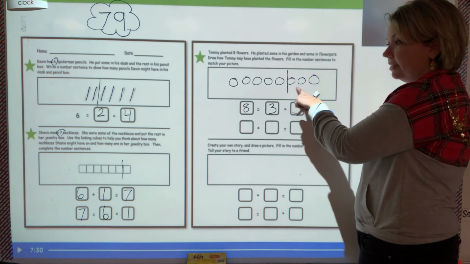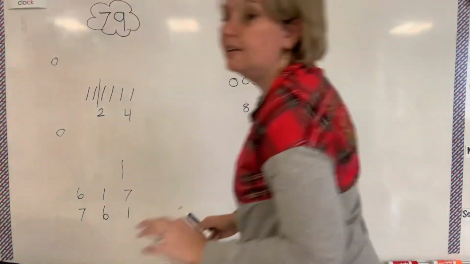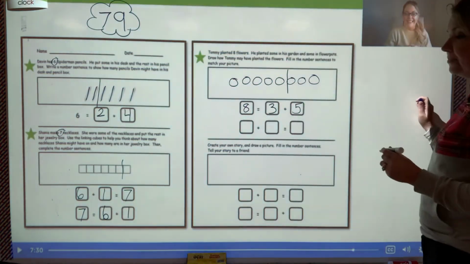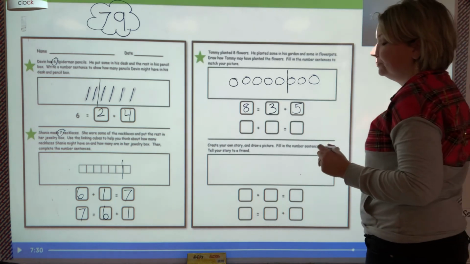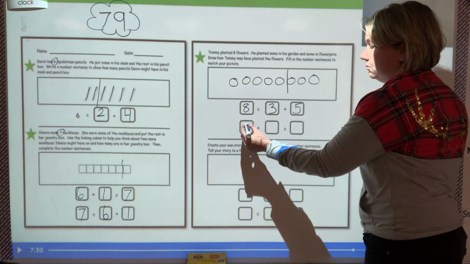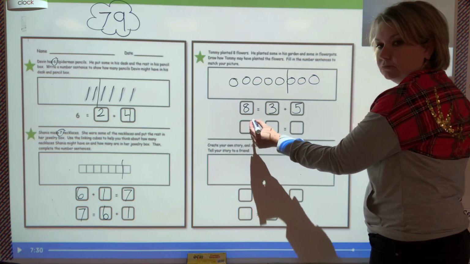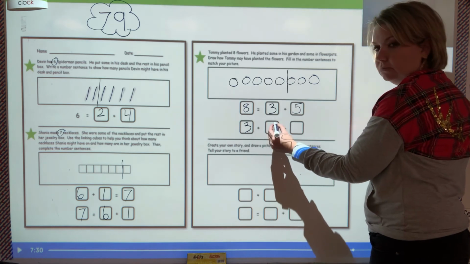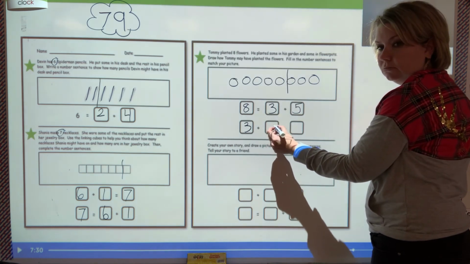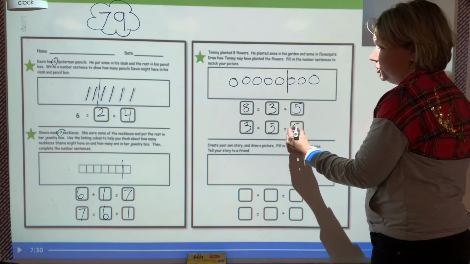So he took these and put it first. Is that okay? Yeah. Absolutely. Now read the bottom sentence to me, DJ. 3 plus 5 equals 8. Good job.